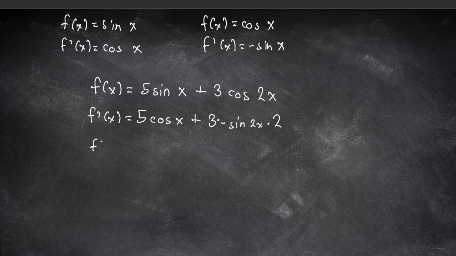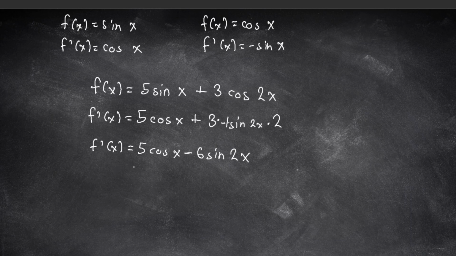So it's multiplied by negative sine of 2x, which we leave alone. The derivative of 2x, which we need to chain, is just 2. So the derivative of f is 5 cosine of x, and then 3 times negative 1 times 2, that's negative 6 sine of 2x. And that is going to be the derivative.